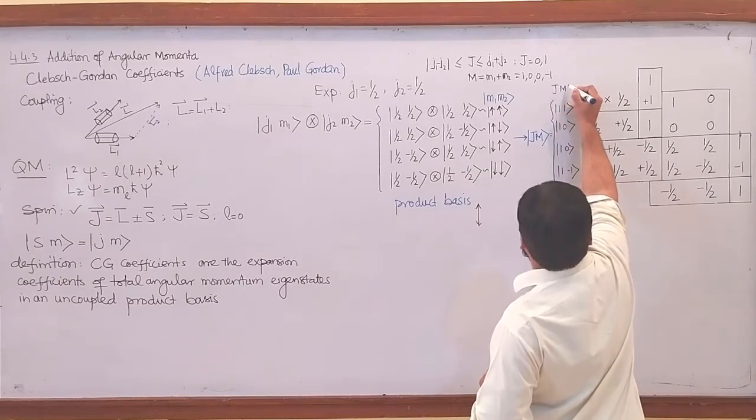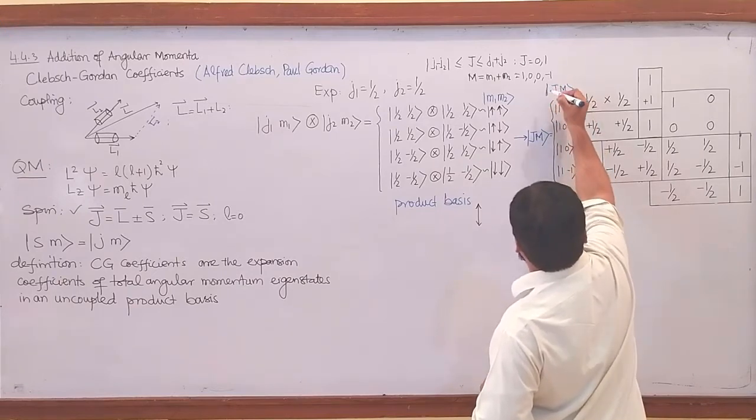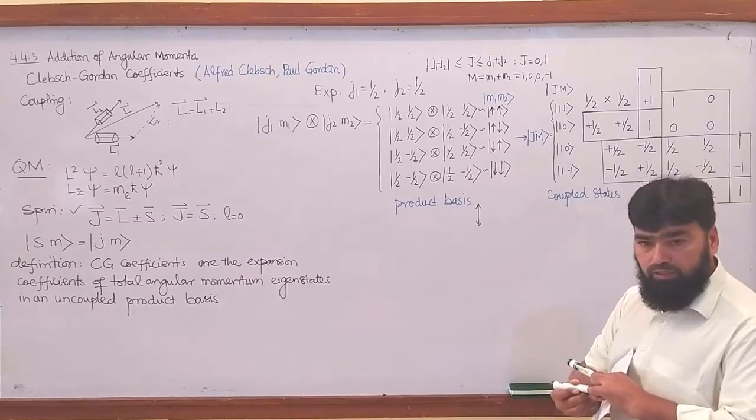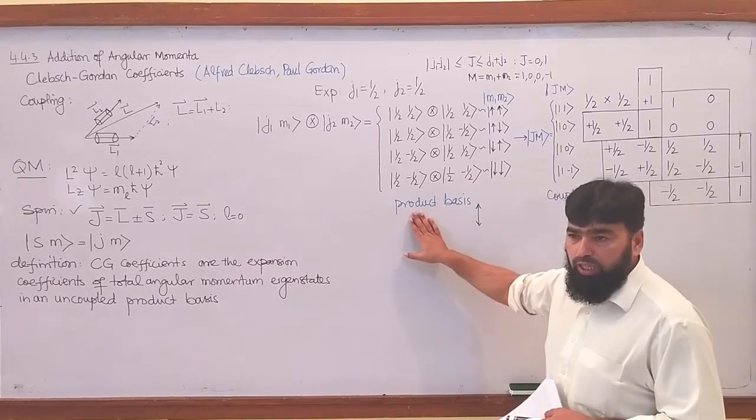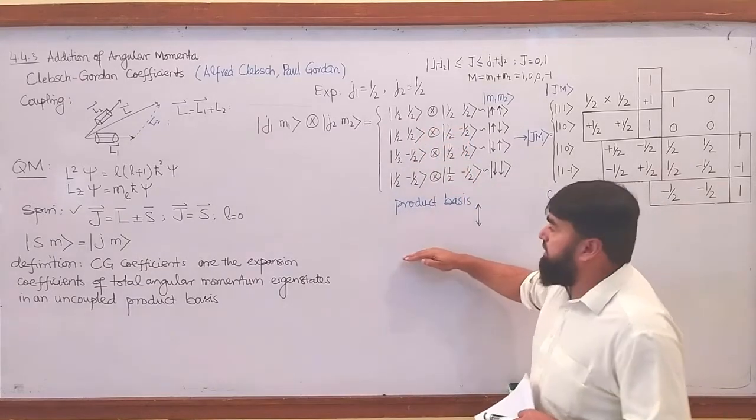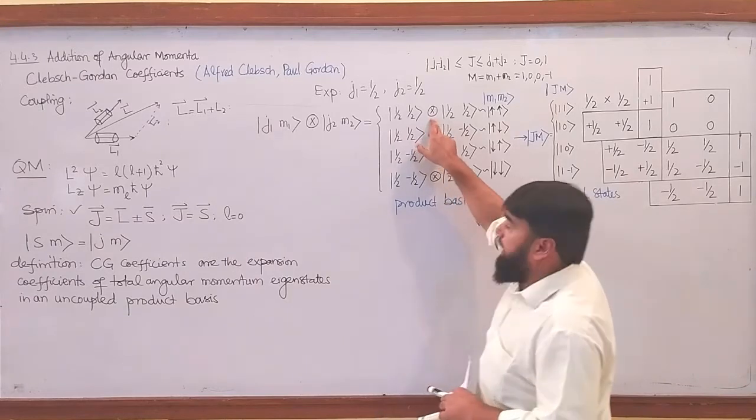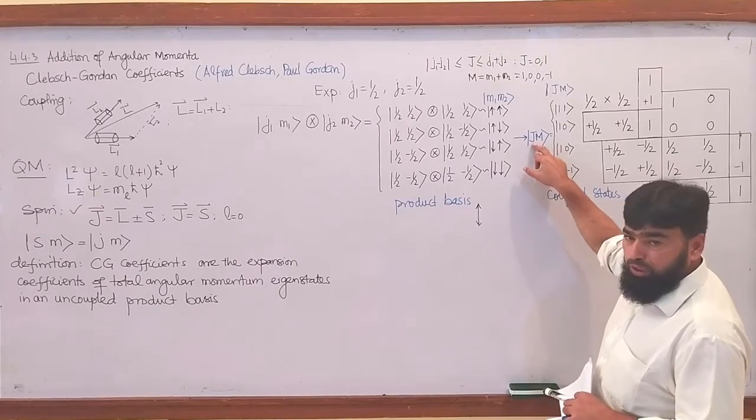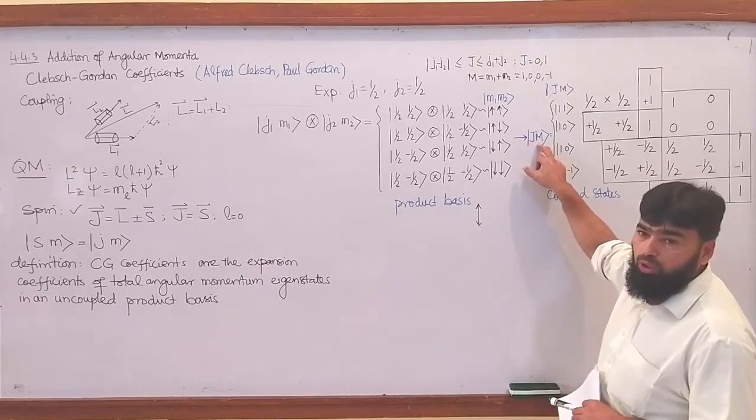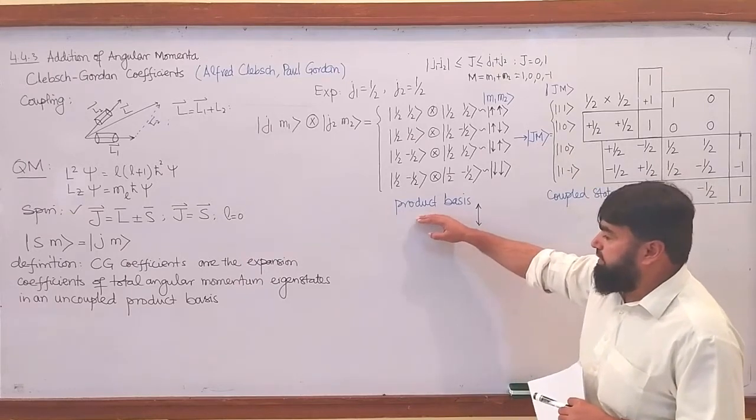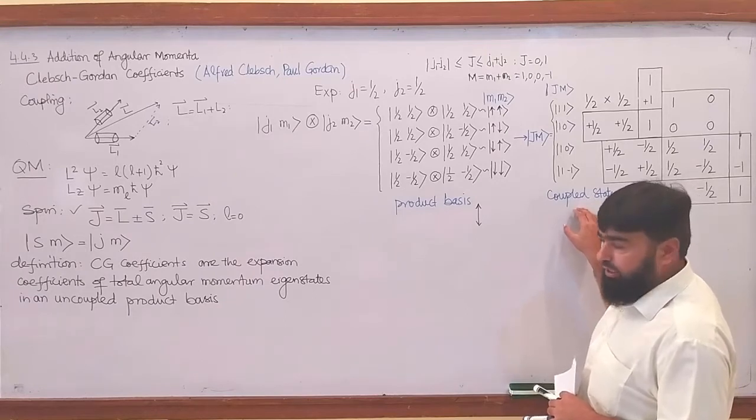J and M. When they are in the form of J and M, I will call them coupled states. Clear? Uncoupled states are when they are in the individual J1 and M1 form. They are coupling here. And when it is the coupled state, it means it is the addition of the two. This one is the addition of the two, and this we call the coupling. Product states and coupled state.